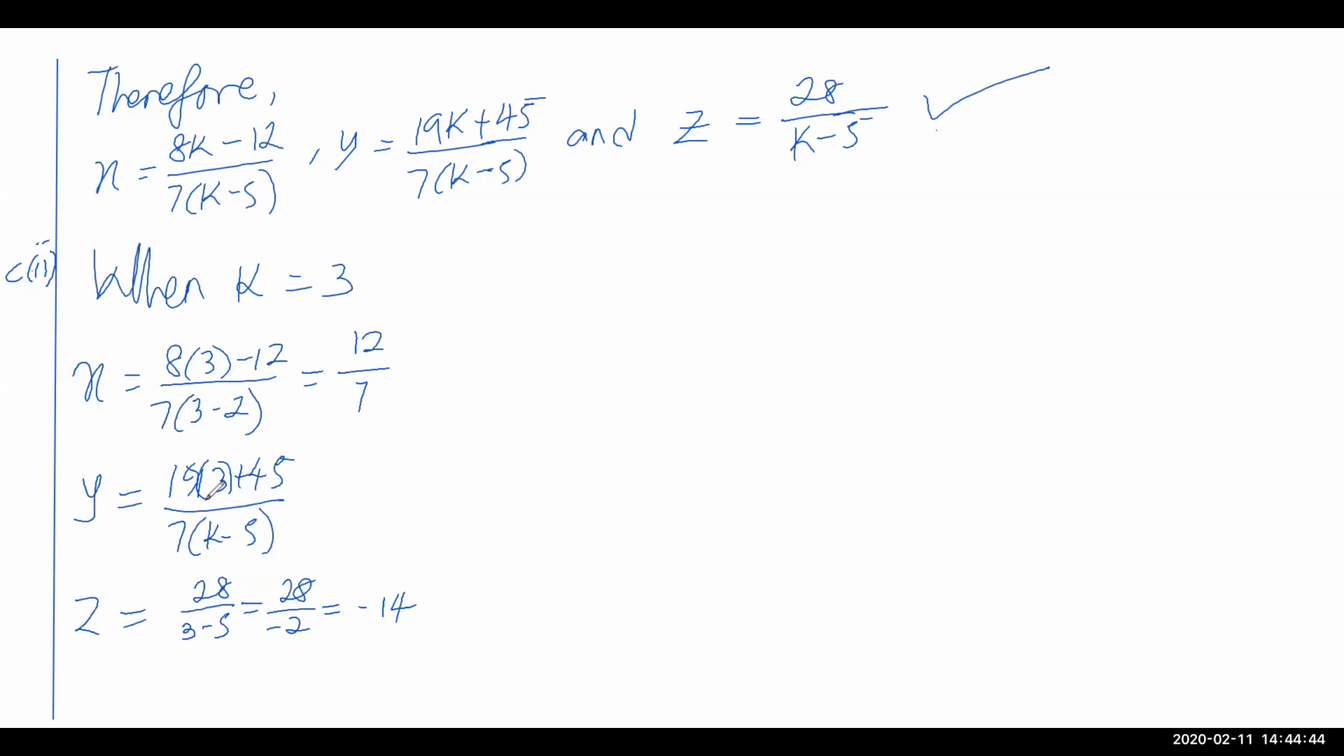Or did I put K here again? That should be 3. Oh, this is wrong. That should be K minus 5. So it should be 3 minus 5. Please, I need you to follow what I'm doing.